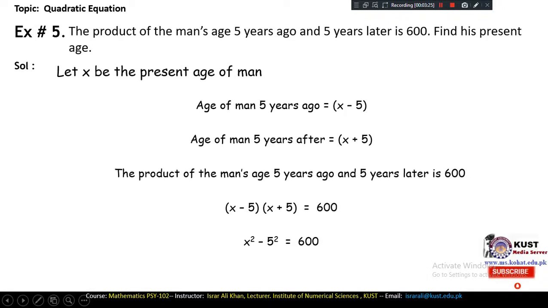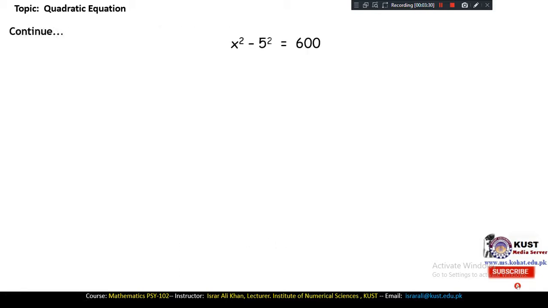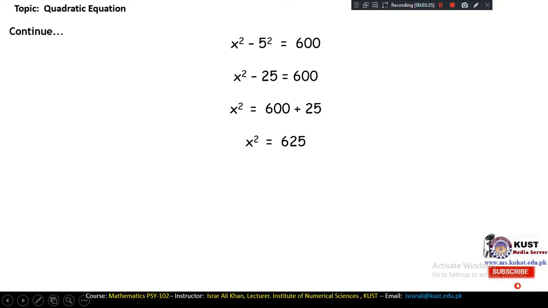(x - 5)(x + 5) = x² - 25 = 600, and we get x² = 625. When we take the square root, we get x = ±25. Minus 25 is not possible, so we take x = 25. So the present age of the man will be 25.